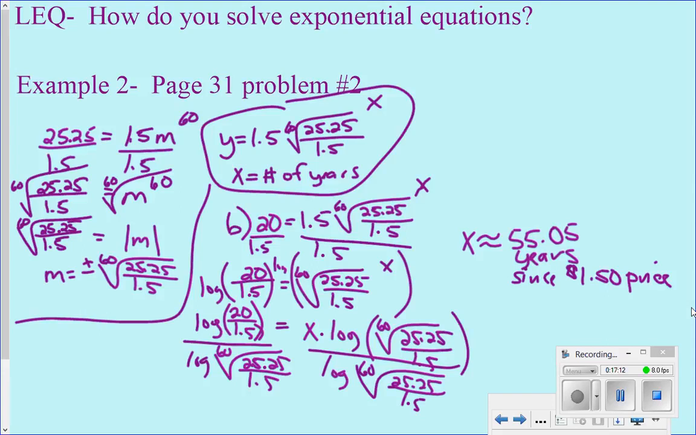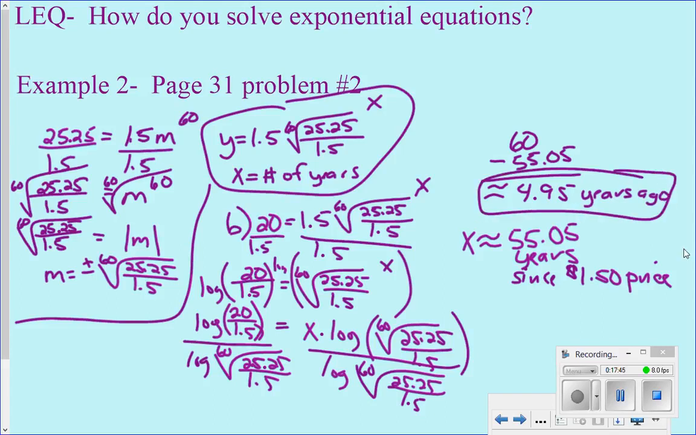So now think about it. If the $1.50 price was 60 years ago, and this was 55 years since the $1.50 price, we need to figure out how many years ago. So we need to subtract the 60 years ago minus the 55.05 years since it was $1.50, and that will tell me that 4.95 is the approximate number of years ago, which is the answer to the question.